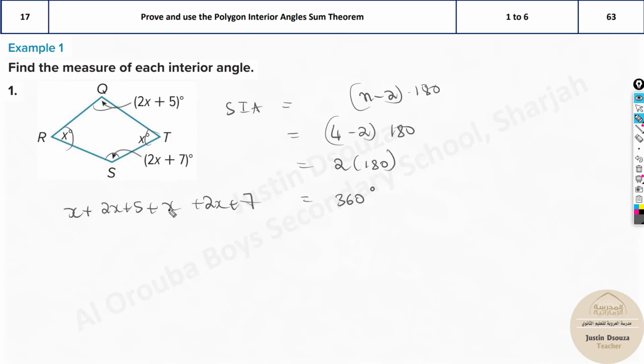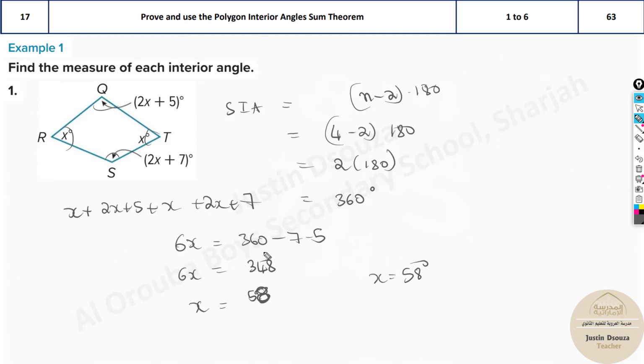x plus 2x is 3x, 4x, 5, 6x. 6x equals, I'll take all the numbers to the other side. It will be 360 minus 7 minus 5. So here, what do you have? It is 12, so it will be 348. 6x. Now I should just divide. Over here it will be 50, and over here how much do we have? 8, 58. Okay, this is the answer. x is 58 degrees.